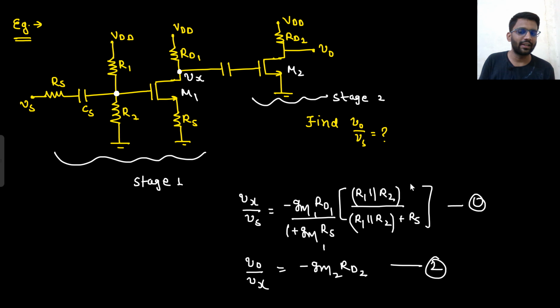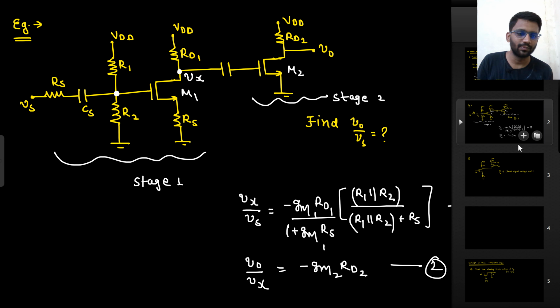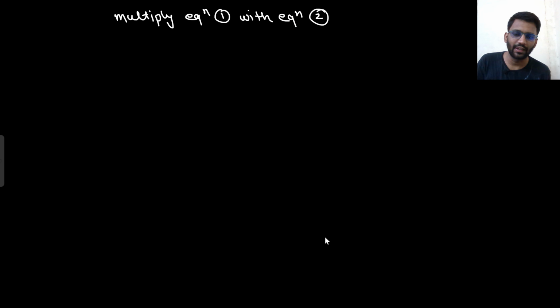Now you need to find the total gain, so you will just multiply both of the gains. If I multiply equation 1 with equation 2, what will I get? That would be Vx by Vs into V0 by Vx.